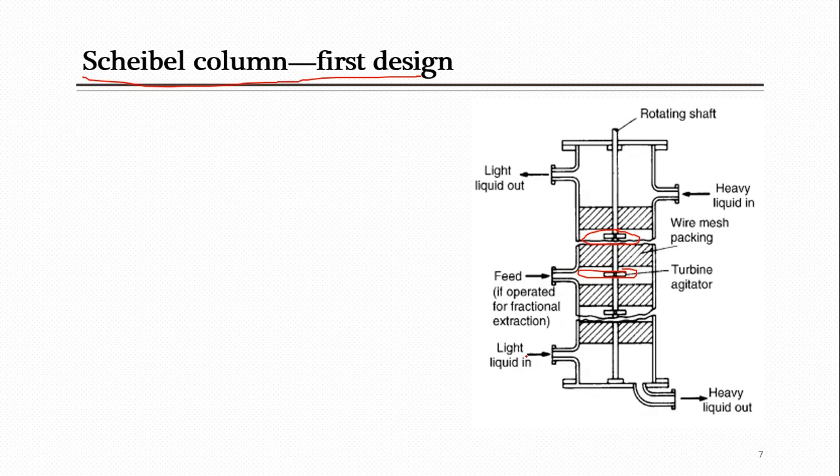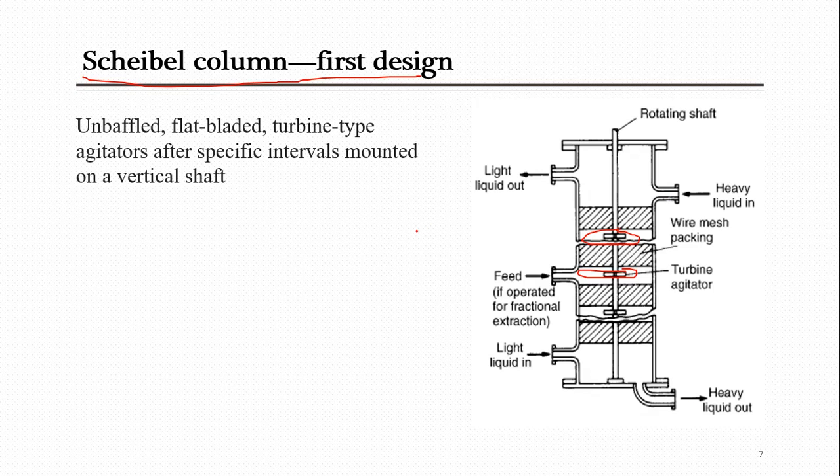Overall, you can see light liquid is introduced from the bottom and leaves from the top, and heavy liquid is introduced from the top and leaves from the bottom. So overall, here it is unbaffled. Maybe you will get a clear idea when we jump towards the second design, but here you can't see any baffle inside this system. So some columns contain baffles.